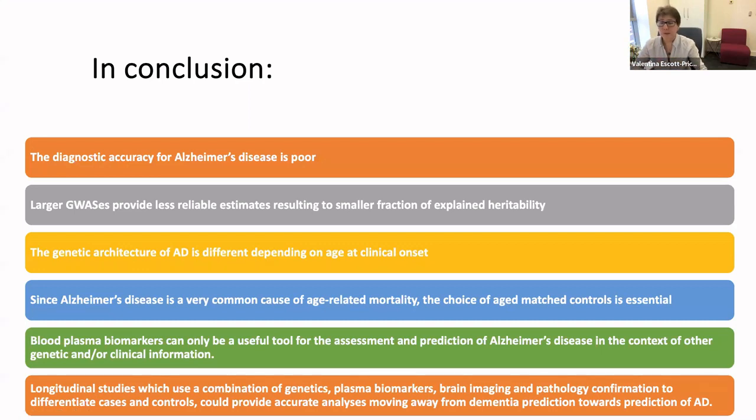So the last one is a conclusion which I would like to make: that we need biomarkers and genetics taken together to predict cases and controls. And moreover, we need to have brain imaging and pathology confirmation to actually have a proper clinical diagnosis, to assess how good our predictors are in terms of disease risk prediction. So I will finish here.